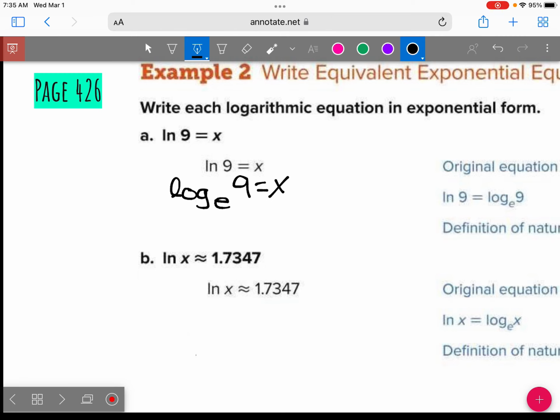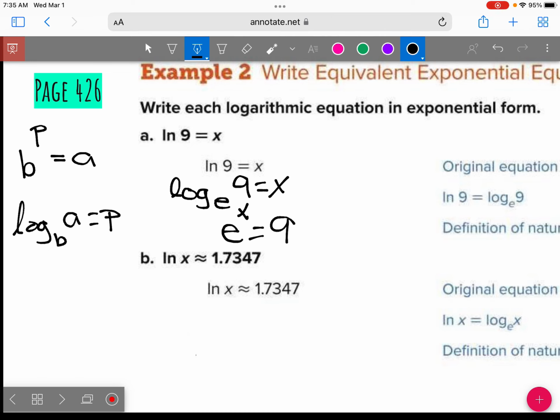So once we have it here, we can use our BPA, log B of A, in order to switch it around. So we're going to have my base is e, my power is x, and that's going to equal 9. So ln of 9 equals x is the exact same thing as e to the something is 9. They mean the same thing.